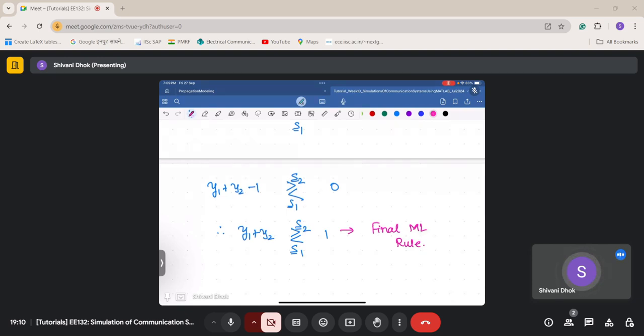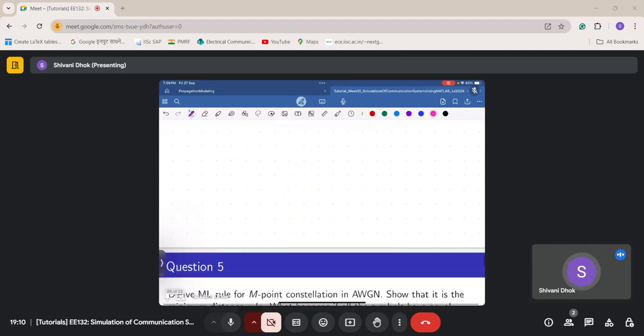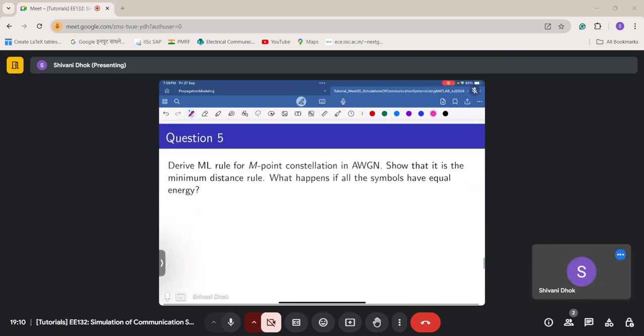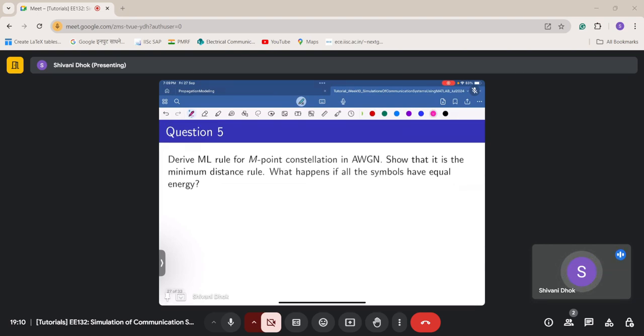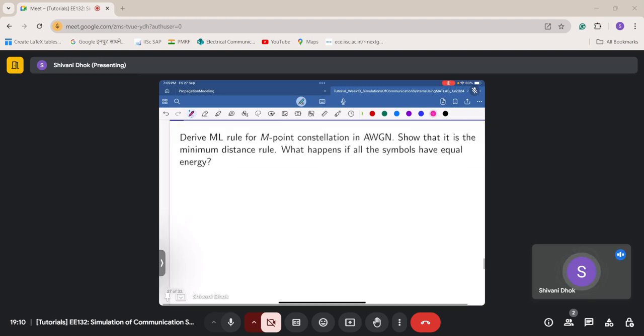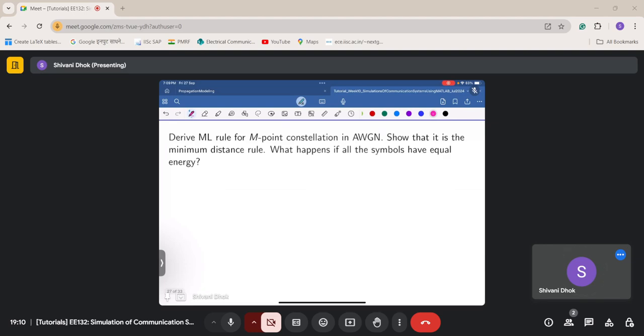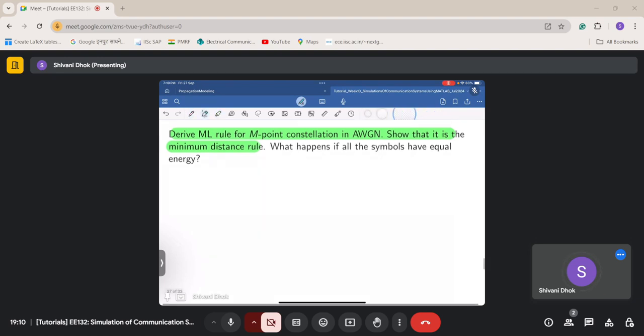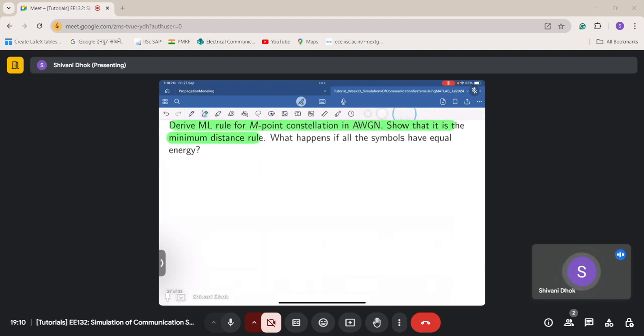Okay, if there are no further questions, then let me move on to the next question. So now we have derived the ML rule for M point constellation in AWGN. Show that it is the minimum distance rule. What happens if all the symbols have equal energy? So this is what is being asked of us. So the first thing we need to do is derive the ML rule for M point constellation and show that it is the minimum distance rule. Okay, so it is for an AWGN channel.